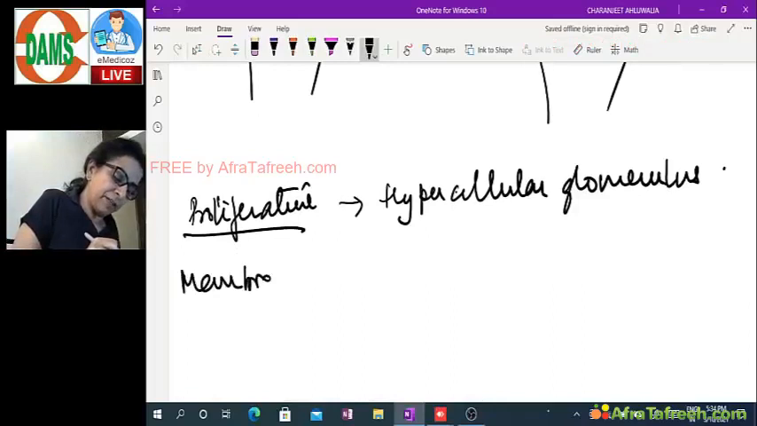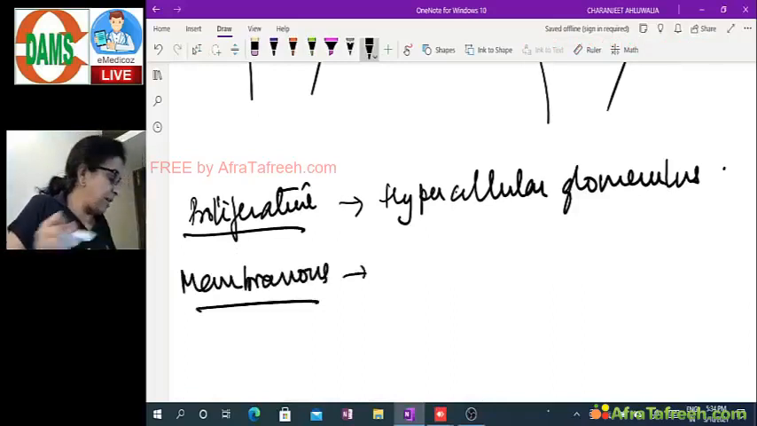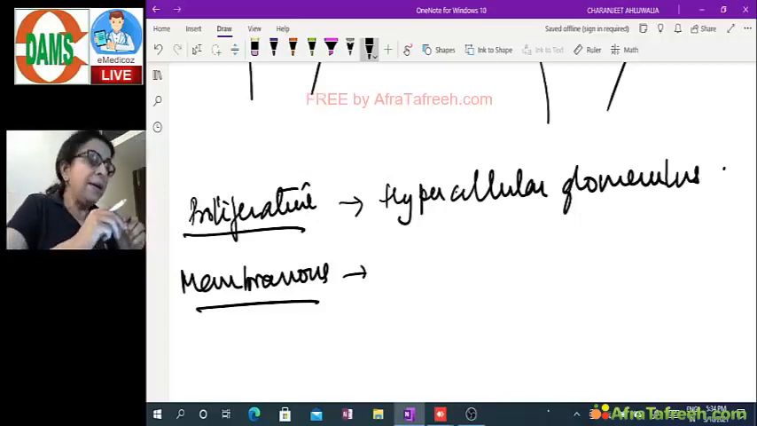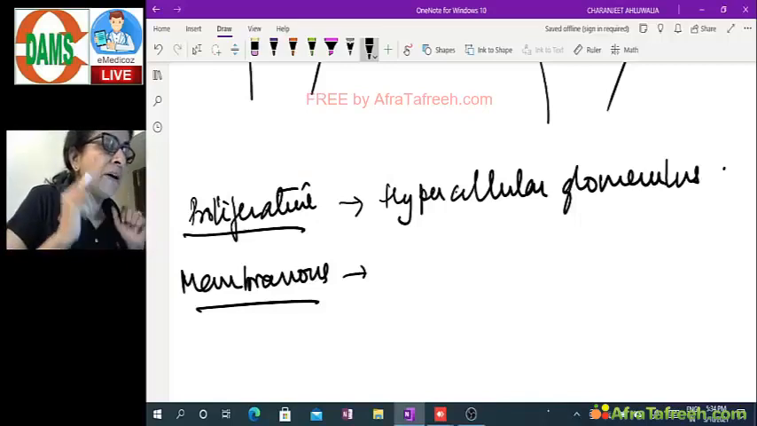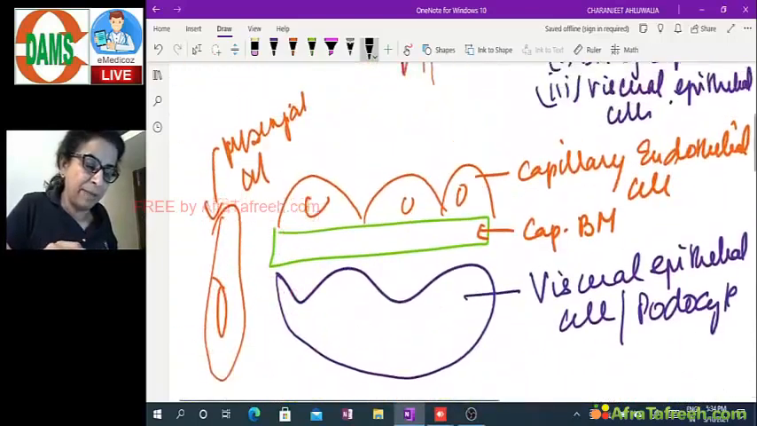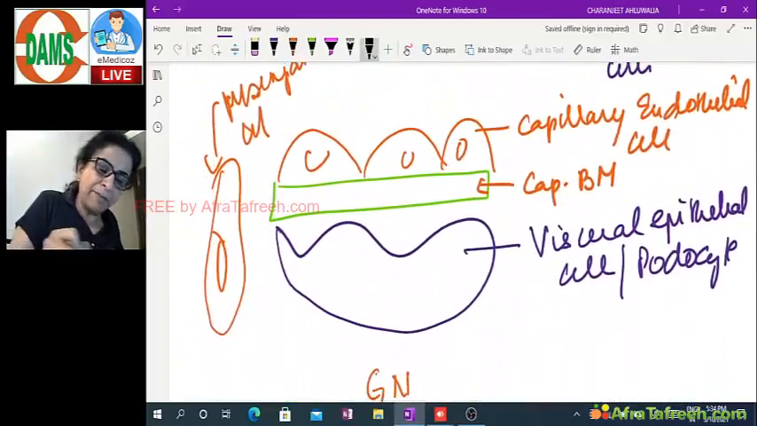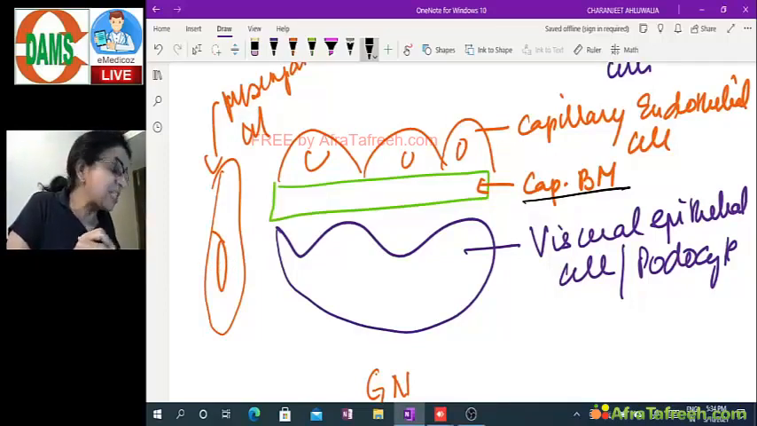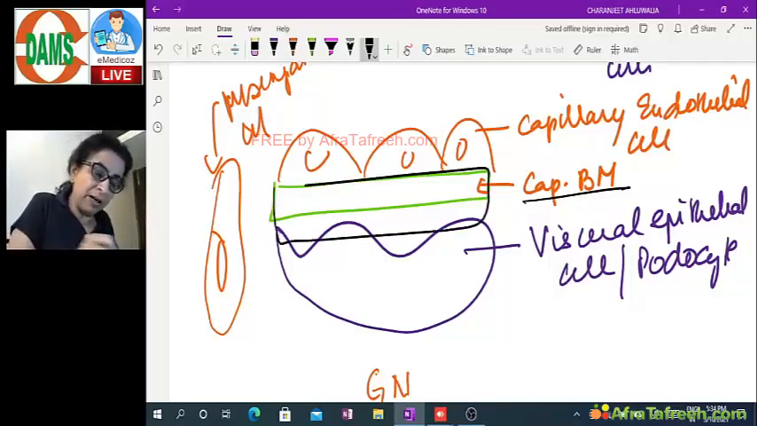Then membranous. Now the term membranous. What is membranous? When we use the term membranous, it refers to the glomerular capillary basement membrane. If you see which is the basement membrane, this is the capillary basement membrane. So this is the basement membrane of the capillary. So when I use the term membranous, I am trying to tell you that this basement membrane of the glomerular capillaries is thickened. So it has become thickened.